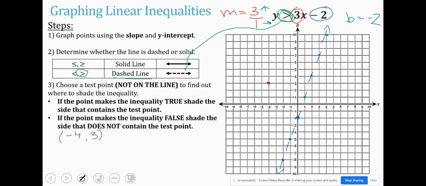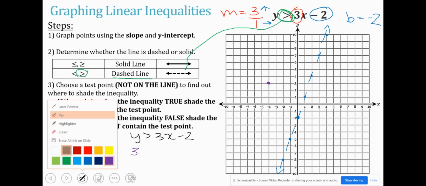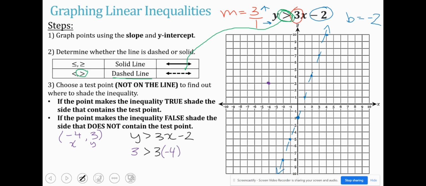Okay, so now I'm going to take these values and plug them into our inequality. So remember, this is x, this is y. I'm going to just rewrite our inequality down here, and I'm going to substitute the x and the y values into our inequality. So instead of writing y, I'm going to write 3 because that's what our y value is. Instead of writing x, I'm going to write parentheses -4 because we're multiplying here, -2. Now I'm going to simplify what's on this side. 3 times -4 is -12 minus 2. And then 3 is greater than -12 minus 2 is -14. So here we have an inequality that says 3 is greater than -14.